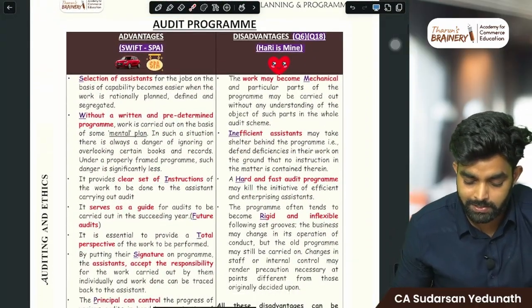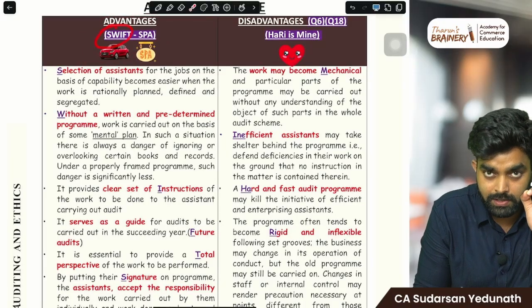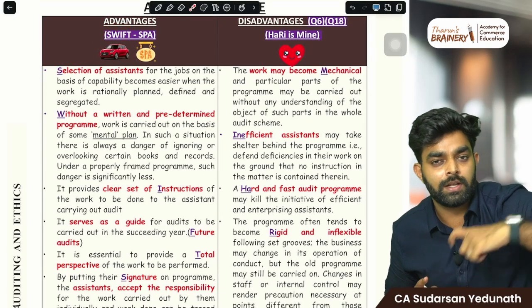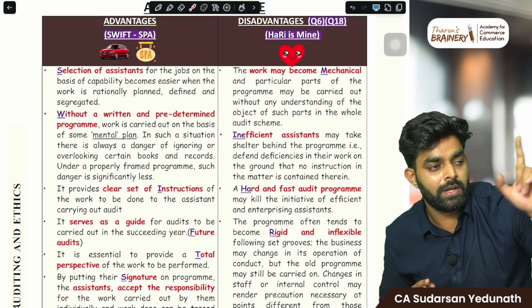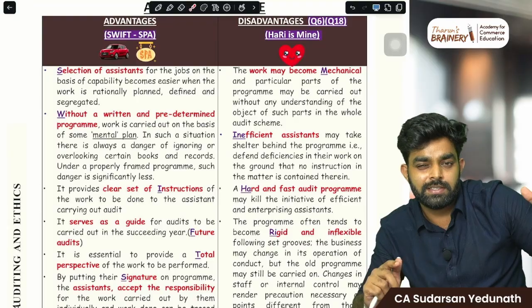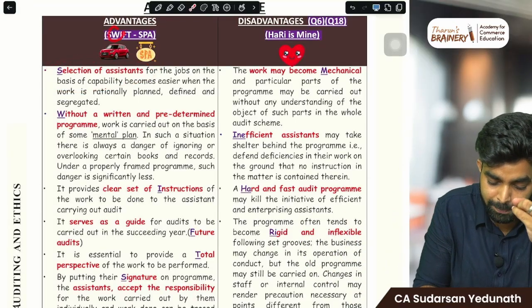Then what are the advantages and disadvantages of an audit program? Advantage, Swift. Selection of assistants becomes easy. You have an audit program, you know what the steps to be done are. Now you know it's a serious step, so select experienced articles. If it's an easy step, select inexperienced articles. So selection of assistants becomes very easy.